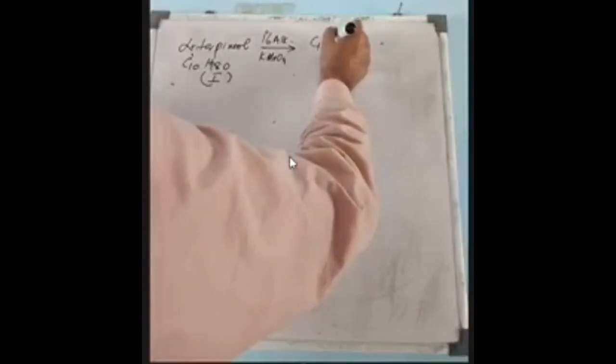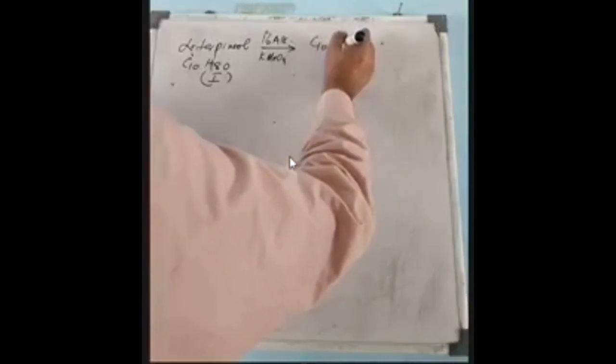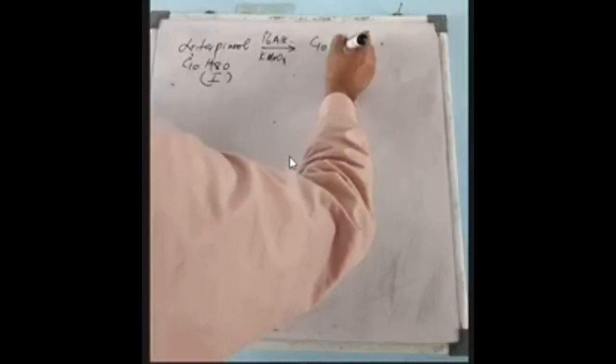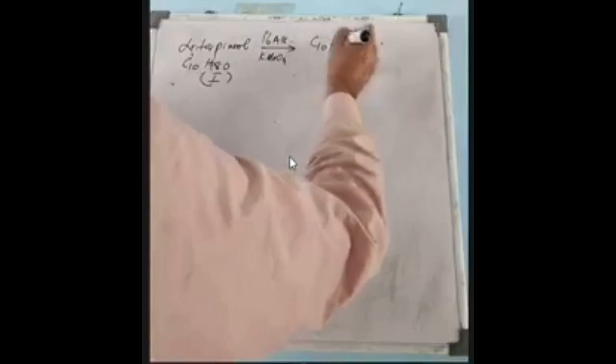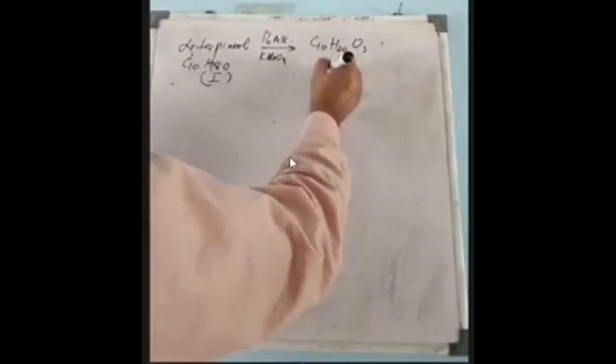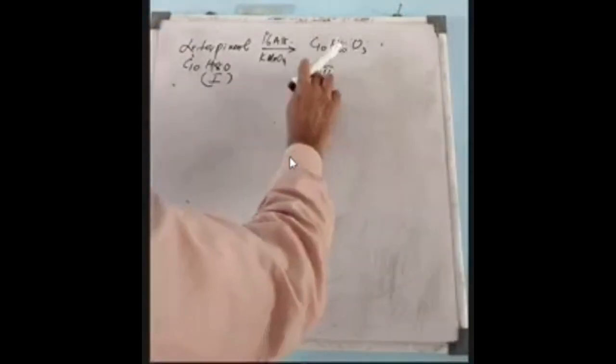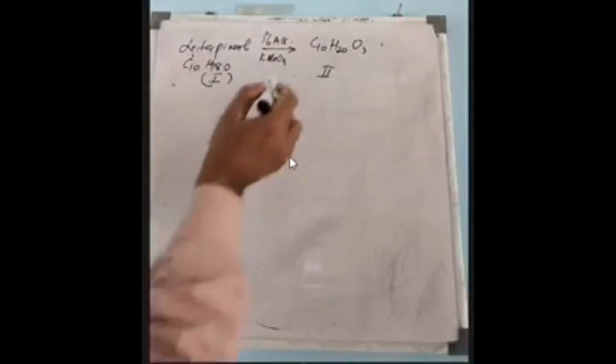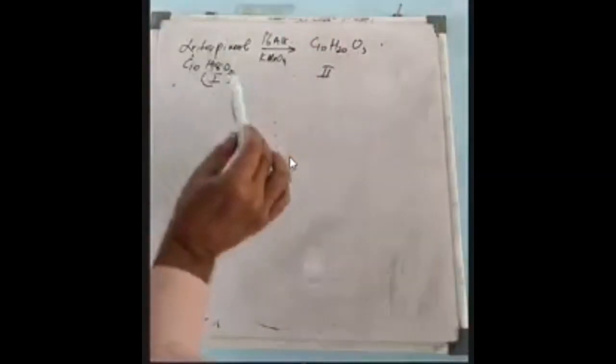The content is H20O3. This is compound number 2. This compound 2 is obtained. So what was actually happening? Hydroxylation was happening. Here a trihydroxy compound was obtained. We know one hydroxy is already there. The terpineol contains one hydroxy group.